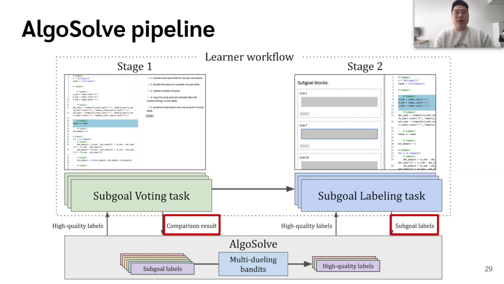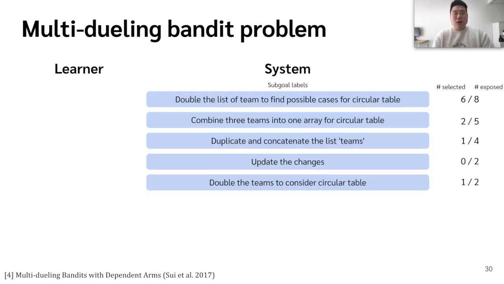Now the system collects 2 types of data: comparison results and subgoal labels. With these 2 types of data, how can the system identify high-quality subgoal labels? We can formulate this problem as a multi-dueling bandit problem.